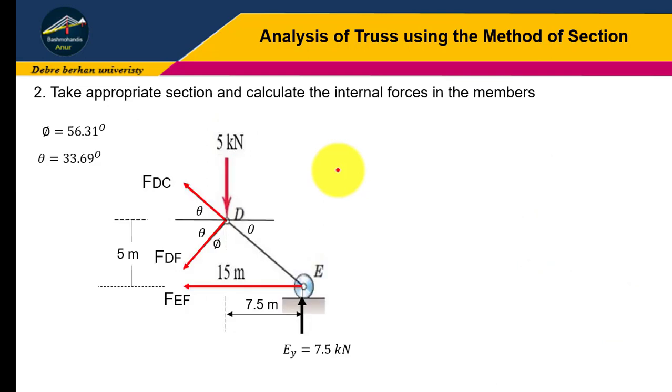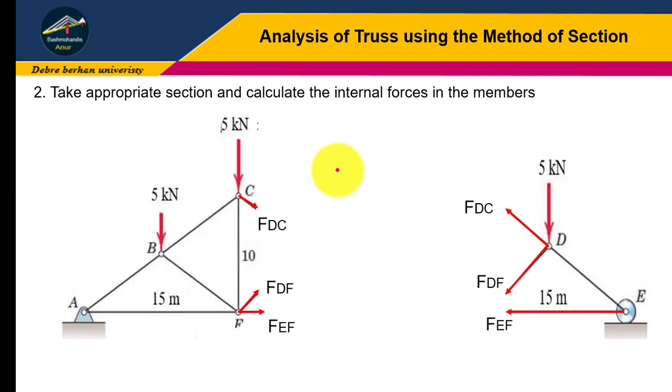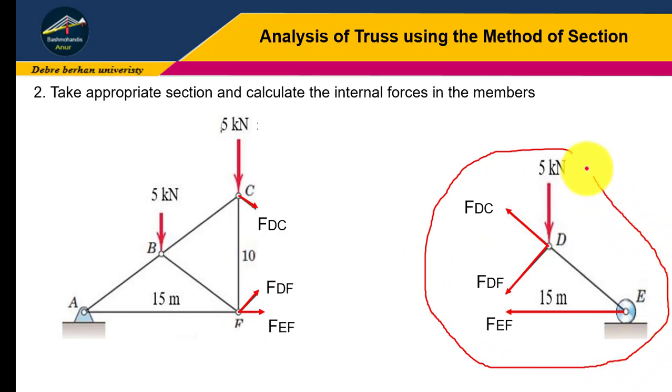So this is the free body diagram. We choose the appropriate section, and in the cut members we have the unknown forces. In the geometry, the member, force and dimension are all shown. It's recommended. Okay?